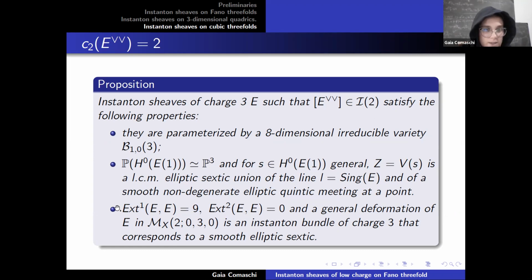We can then compute the dimension of these two Ext groups. So we can compute that Ext^1(E,E) is 9 and Ext^2(E,E) is 0. So our moduli space is smooth of dimension 9 at E, and then we prove that a general deformation of E is a locally free instanton that, moreover, corresponds to a smooth elliptic sextic.